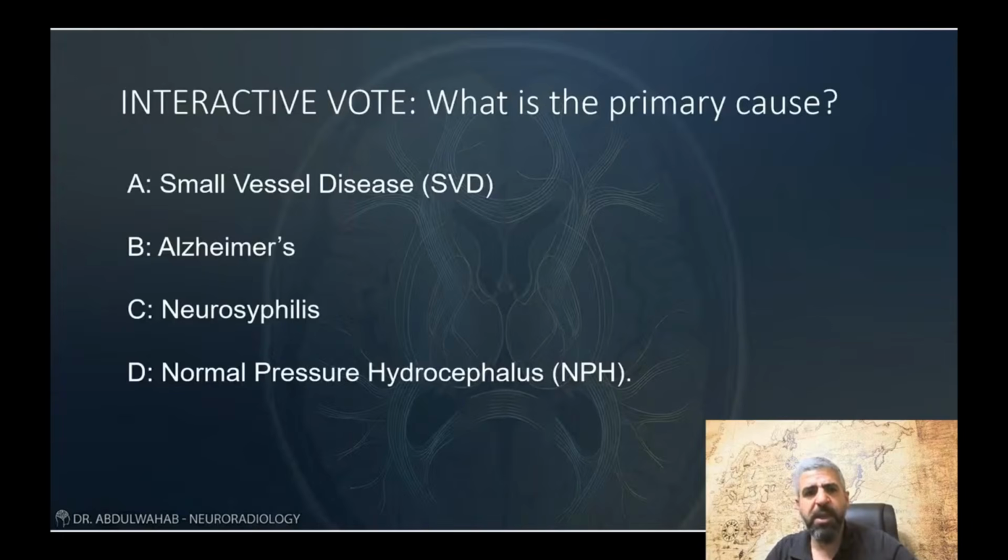What is the primary cause here? Is it A, small vessel disease, B, Alzheimer, C, neurosyphilis, or D, normal pressure hydrocephalus, NPH? Detectives, smooth periventricular halos, plus lacunes, plus smoking and blood pressure history. What is the diagnosis? A, B, C, or D?